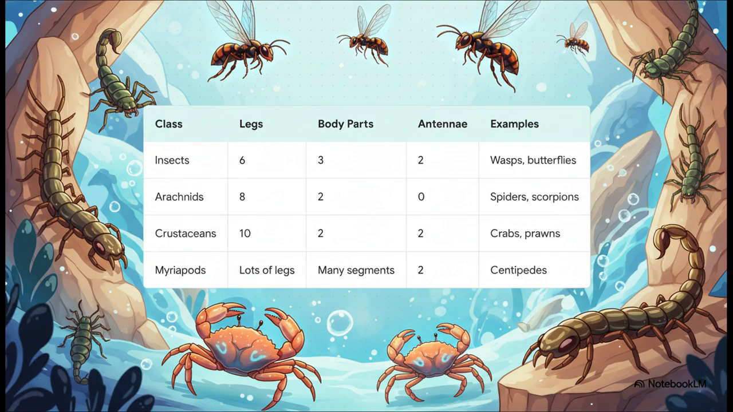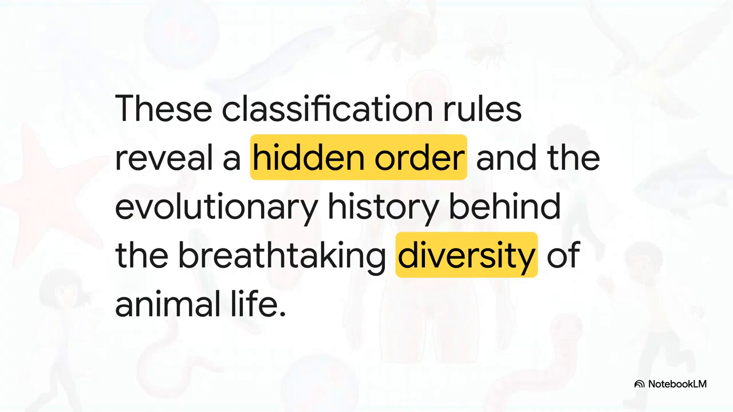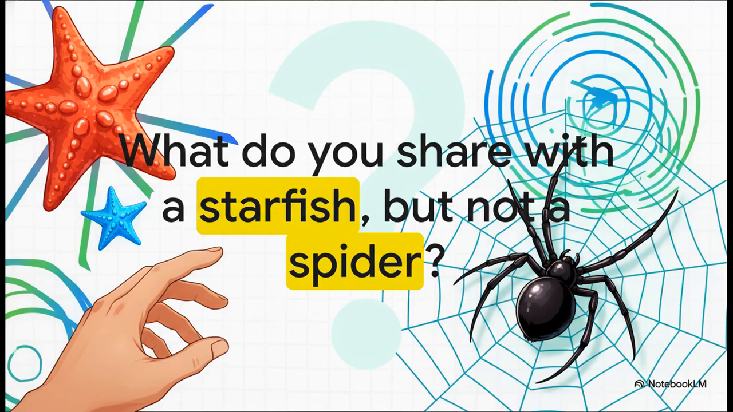You've got insects that took to the air, crustaceans that conquered the water, and arachnids and myriapods who became masters of the land. It's an incredible story of success, all stemming from one winning design. So when you step back and look at the big picture, you see that these rules, symmetry, layers, cavities, development, they're not just random boxes for scientists to check. They are clues. They let us trace the evolutionary history of life and reveal the hidden order, the hidden connections between all animals.